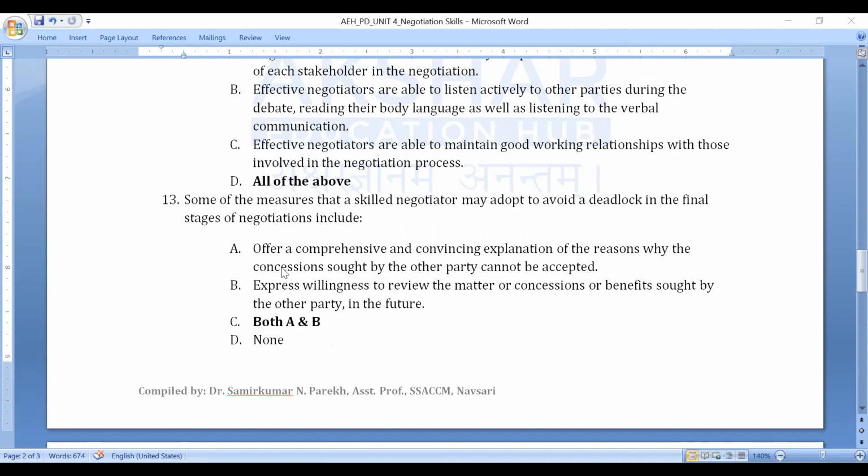Some of the measures that a skilled negotiator may adopt to avoid a deadlock in the final stages of the negotiations include the following. What is a deadlock? Deadlock is a condition which won't result in any solution. It's a dead end. You cannot go anywhere. So, as a skilled negotiator, you must not allow your negotiation to lead to a deadlock. What are the measures that a skilled negotiator uses to stop this deadlock?